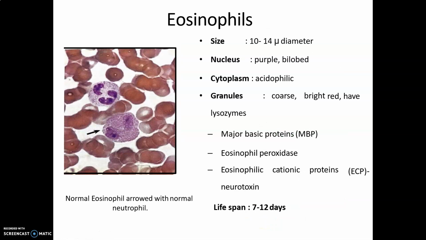Next we move on to eosinophils. As I told you, they can be dyed with the acidic stains. They have a size of almost 10 to 14 micrometer in diameter. The nucleus is purple and bilobed. As you can see, there are two lobes of the nucleus. They have granules. They are coarse, bright red, and have lysozyme in them.